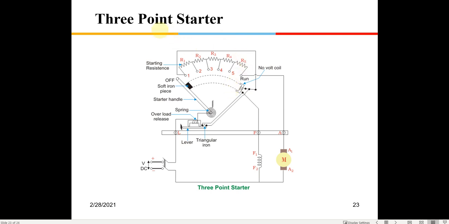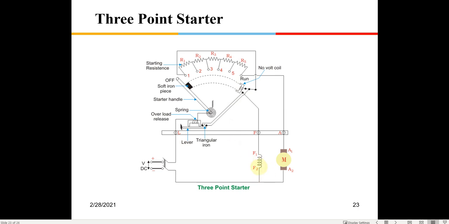I'll explain two of them, the 3-point starter and the 4-point starter. Let's see how it works here. This is the DC supply voltage which is available. This is the switch to switch on the motor. This bar and what is shown on top forms the starter.